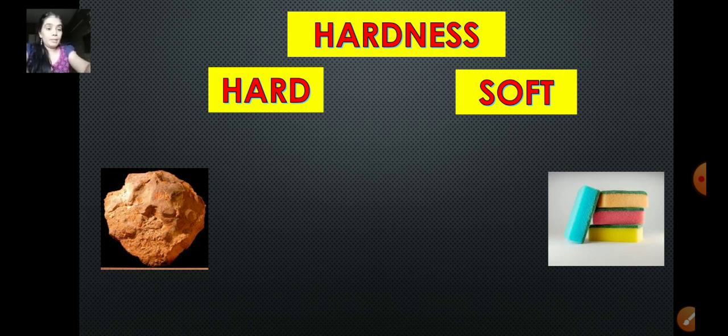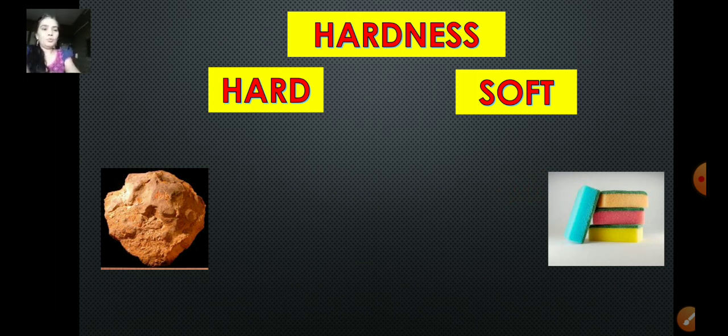So for example, cotton and sponge. These are soft materials, while iron or stone is hard material. So the example of hard is stone, iron. So example of soft is sponge or cotton.